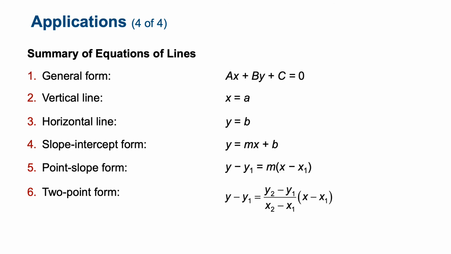Okay, so here we go. This is a summary of everything we've covered. General form, ax plus by plus c is equal to 0. Vertical line is in the form x equals a. Horizontal line is in the form y equals b. Slope-intercept form is y equals mx plus b. Point slope form is y minus y1 equals m times the quantity x minus x1. And then this two-point form, basically, instead of this change right here, you can write an m. It's the same thing as point slope.